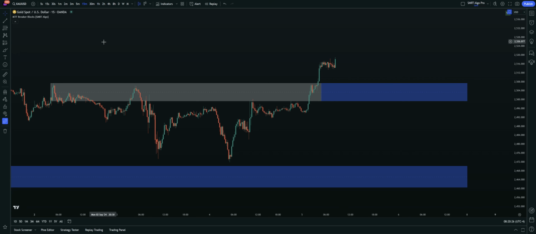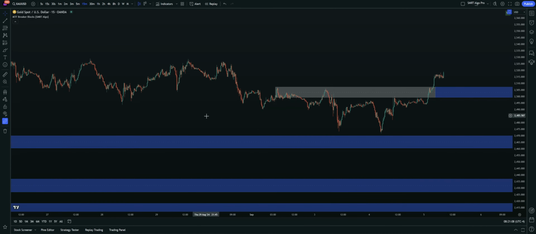Now, how can you use the MTF breaker blocks? Breaker block zones can serve as predefined areas where traders can look to take profits, since these zones represent significant areas or levels of potential support or resistance. You can target these zones and set realistic and strategic exit points that align with the market's natural behavior.